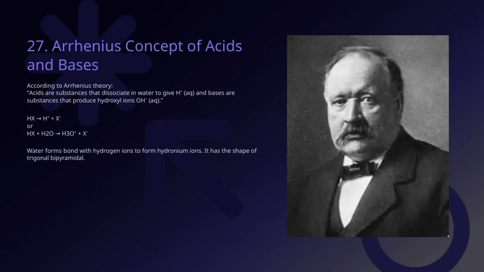Now, when water interacts with hydrogen ions, it actually forms hydronium ions, which have a trigonal pyramidal shape. This means the water molecule bonds with the hydrogen ion, resulting in H3O+. It's a key concept because it illustrates how acids behave in water. For example, we can write the reaction as HX breaking into H+ and X-, or more specifically, when HX reacts with water, it forms H3O+ and X-.